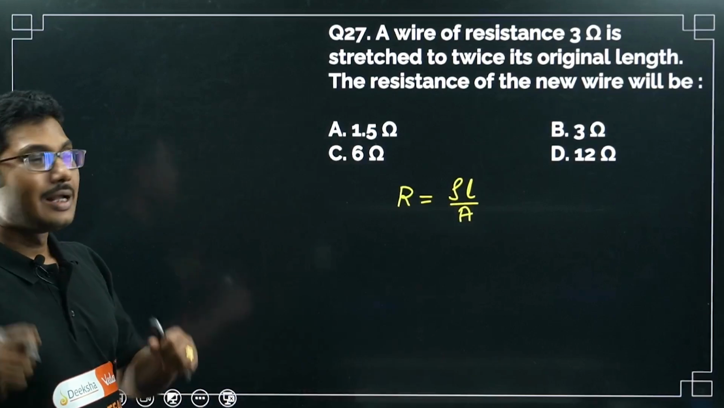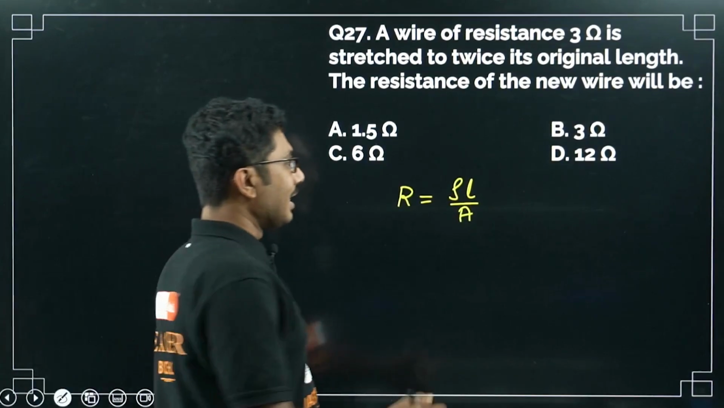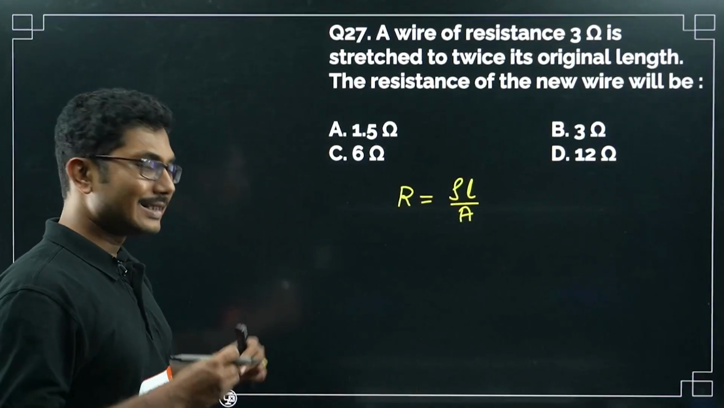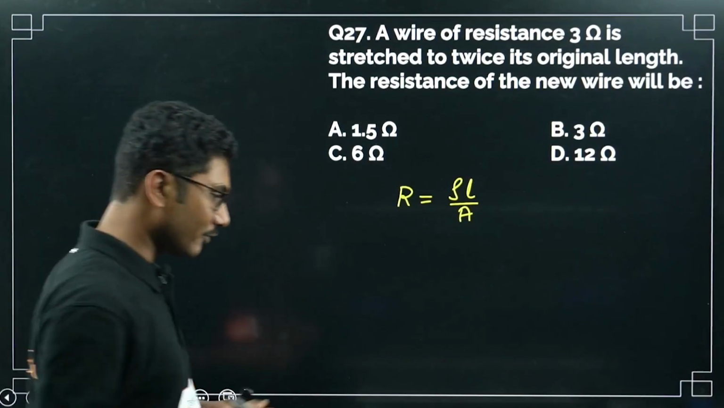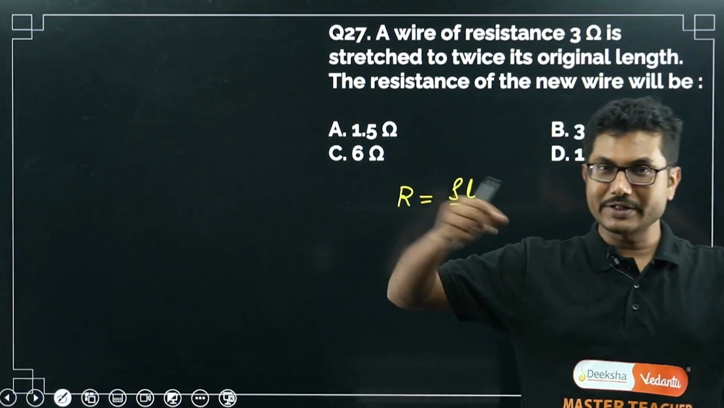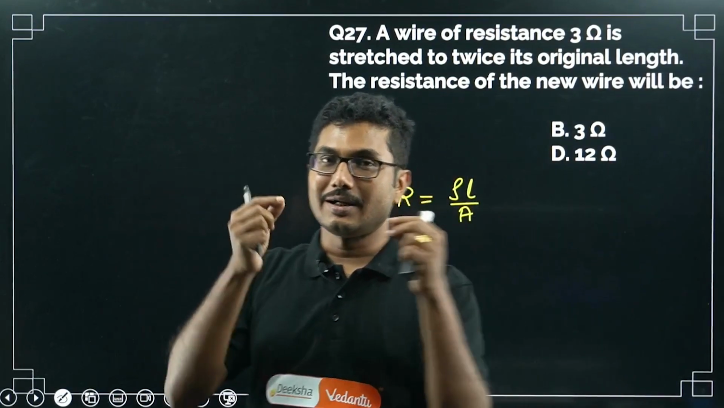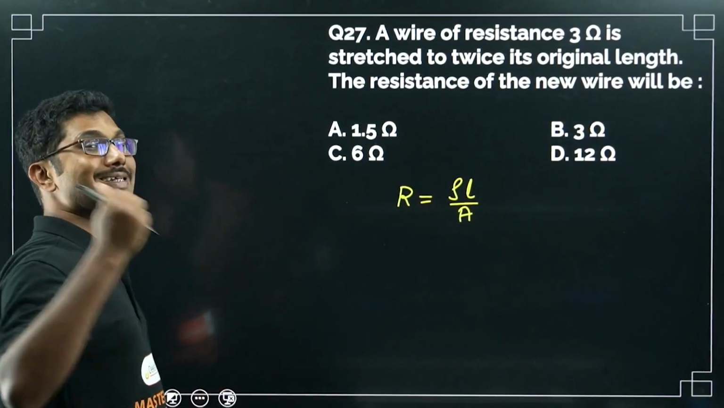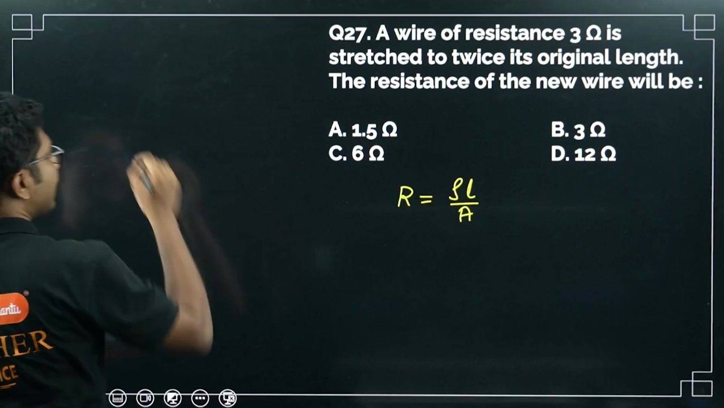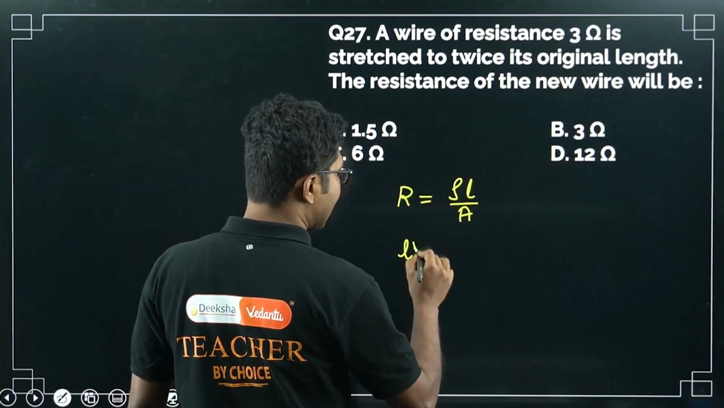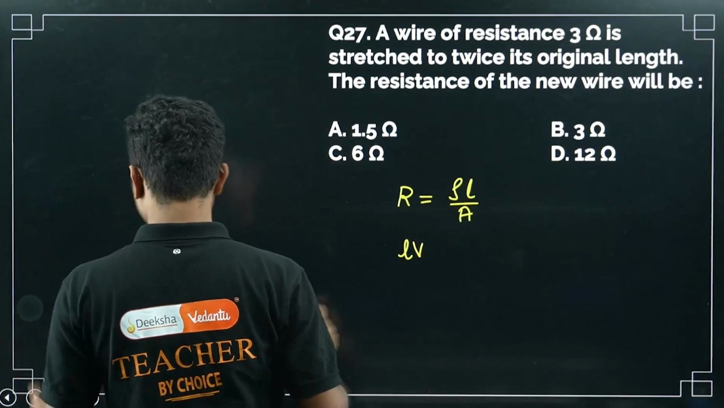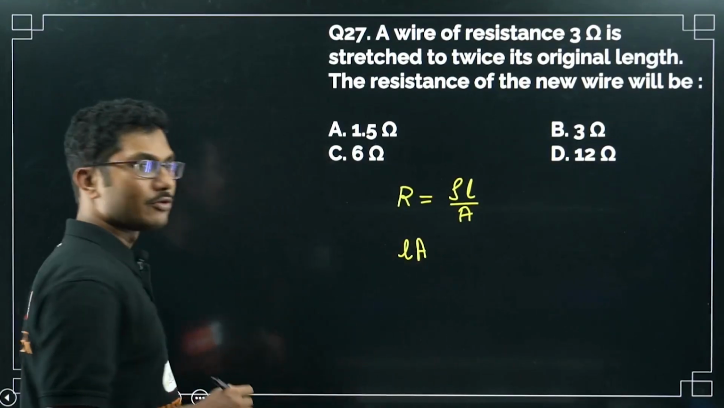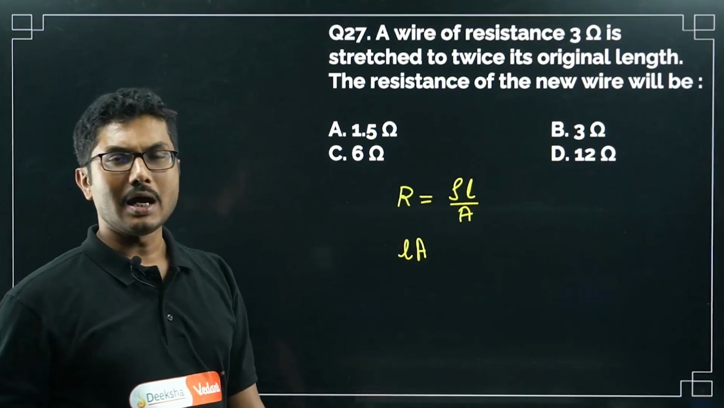Now when you are changing the length, it does not mean only the length is changing. If the length increases, the area has to decrease. For example, if you take a rubber band and stretch it, as the rubber band is stretching, the width of the rubber band is decreasing. So basically the area is decreasing. So what is constant in this case? The constant thing is the volume, that is length into area, right? Volume has to remain constant, the matter inside has to remain constant. So L into area will remain constant.